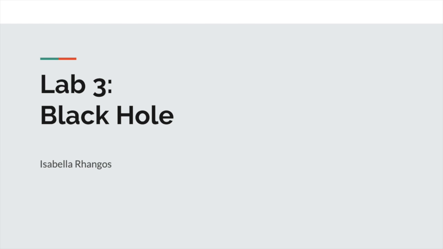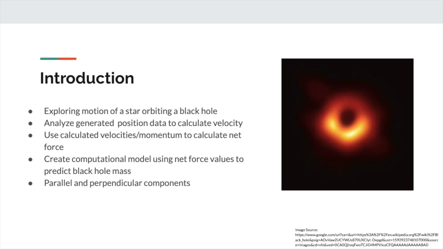This is Lab 3, Exploring the Motion of a Star Orbiting a Black Hole. By generating a list of positions of the star at each time step, which is equal to 1 day, we can calculate the velocity of the star as it moves between each position. These changes in velocity allow us to calculate the net force, assuming the only force acting on the star is the gravitational pull from the black hole.